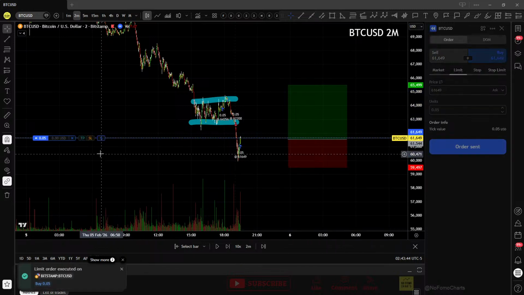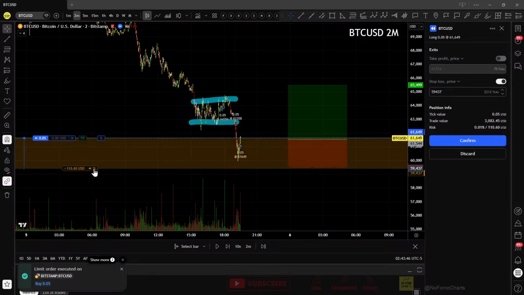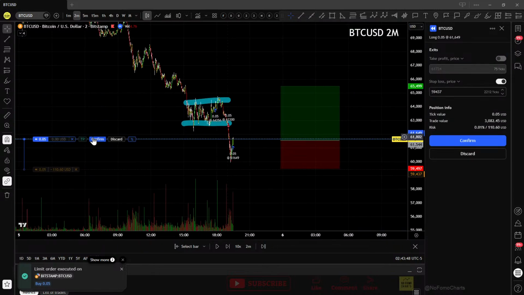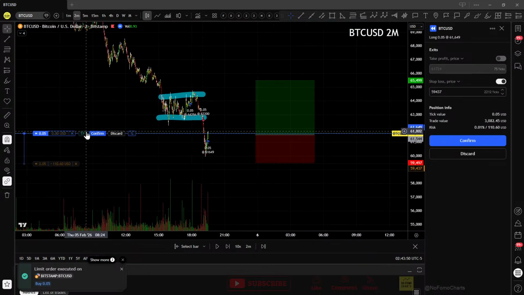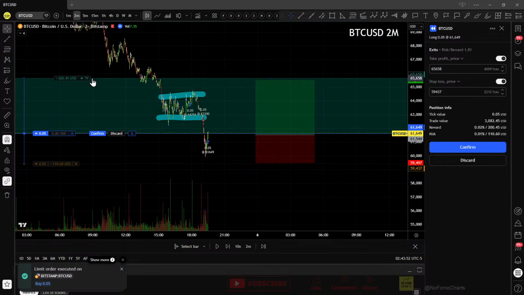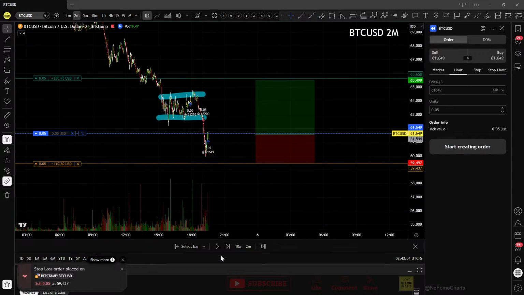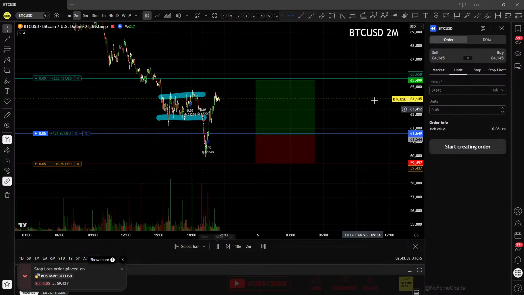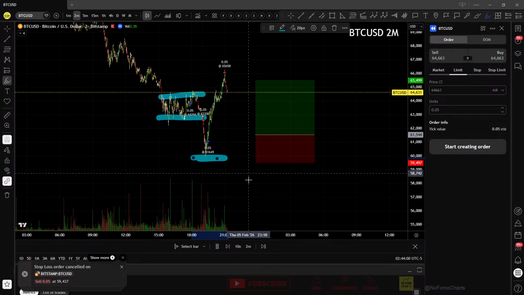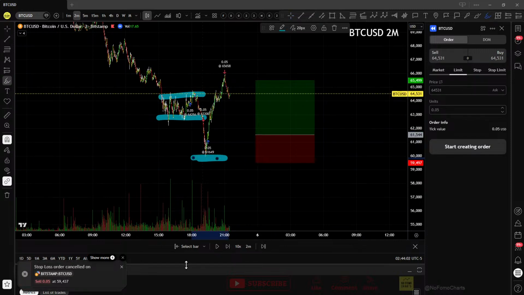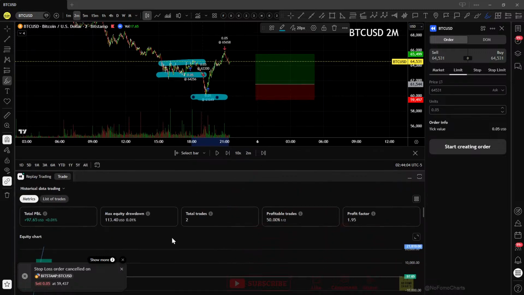Same exact position size, nothing's changing. $100 stop loss. Take profit, $200. And now, okay, we're not really coming down. Made almost $100 profit on that trade.